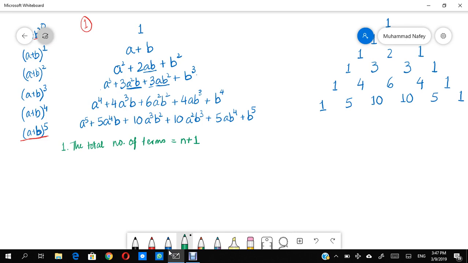So let's take a look at (a + b) to the power of 5. The first term has a to the power of 5, and the last term has b to the power of 5. In the first term, you see nothing of the second term of the binomial. There is no b here. And in the last term, you see nothing of the first term of the binomial. Why? Because there is no a here.